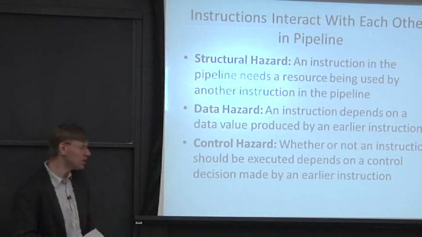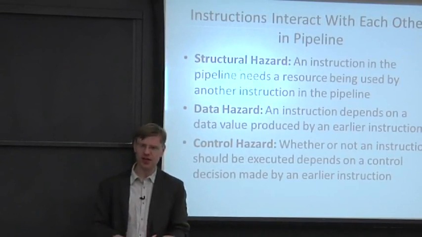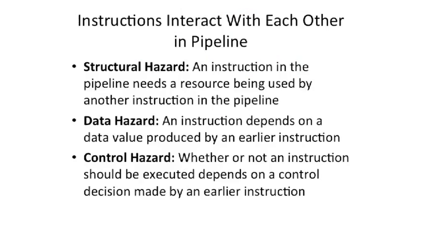So there's three main types of hazards. We have structural hazards, data hazards, and control hazards. A structural hazard is when an instruction in the pipeline needs a resource which is used by a different stage in the pipeline or someplace else in the pipeline.